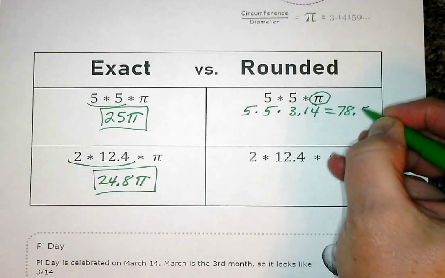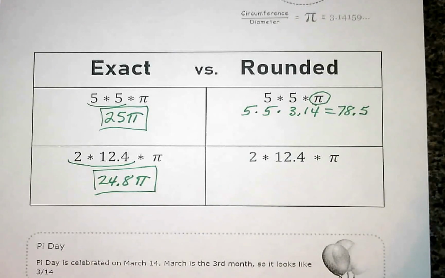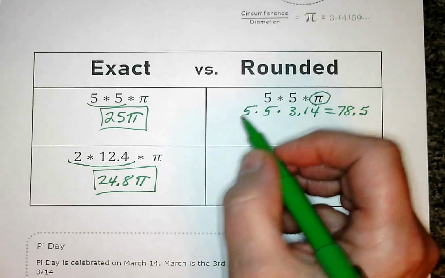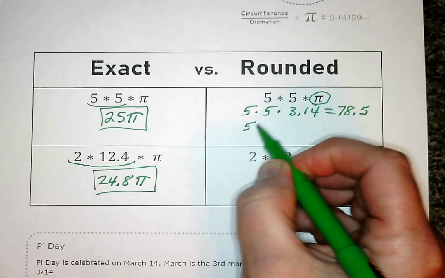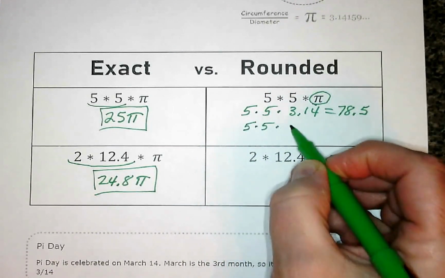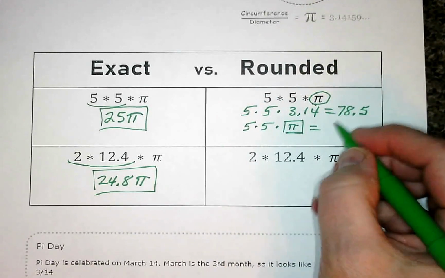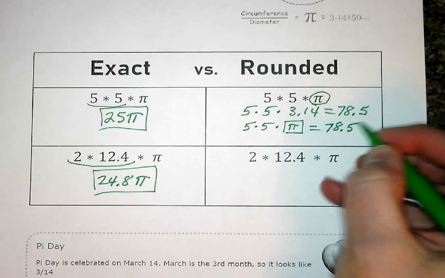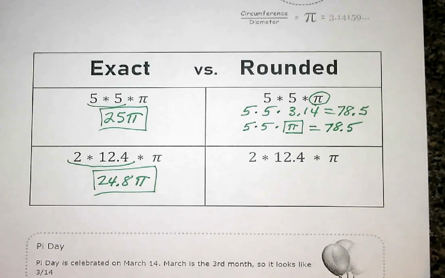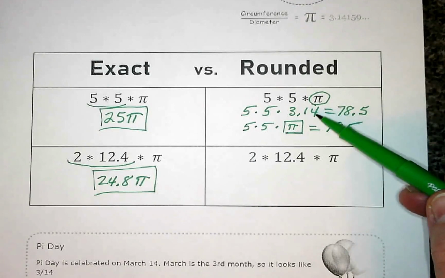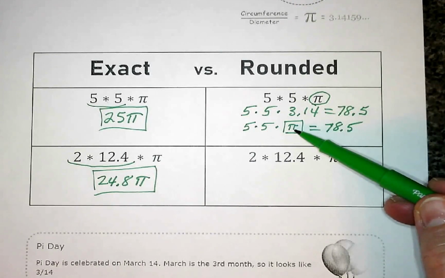Now, sometimes you'll round to the nearest tenth, sometimes to the nearest hundredth. I don't really care unless the directions tell you specifically what to do, so make sure you're reading those directions. Now, I can also, on my calculator, go 5 times 5 times, and I can hit the pi button on the calculator, and I will get the same answer. Sometimes it might be a tenth different, or even out to the hundredth of a difference, just because here we're rounding it, and here the calculator is going way more digits.